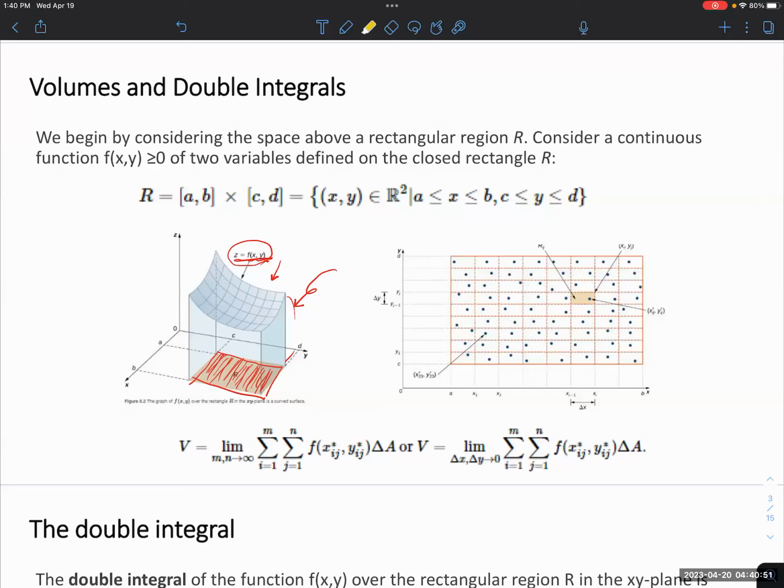I want to consider the following space. This is the space here. And this space exists above the rectangular region R. We assume that there is a continuous function, which means there's no hole, there's no break. Whatever this function is, it is continuous and positive with two variables. And then they actually gave you a specific range for the x-axis and y-axis.